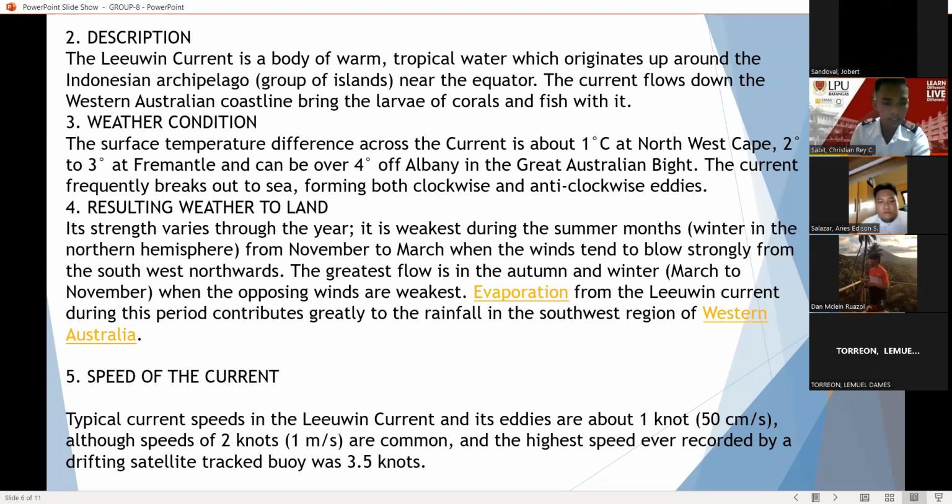Speed of the Lewin Current. Typical current speed in the Lewin Current and its eddies are about 1 knot, 50 centimeters per second, although speeds of 2 knots, 1 meter per second are common, and the highest speed ever recorded by a drifting satellite-tracked buoy was 3.5 knots.